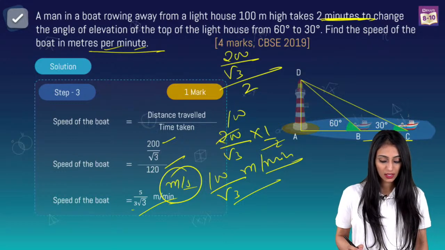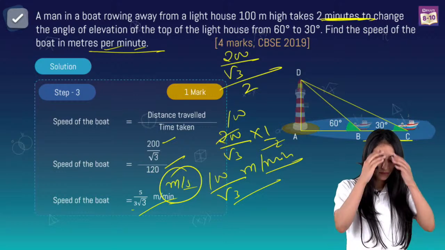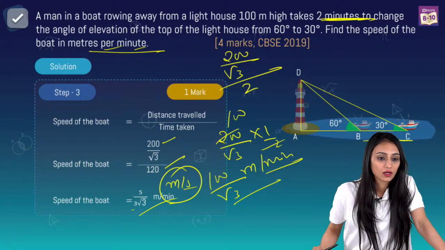Ishika is saying 400 by root 3. How come, Ishika? 400 by root 3.